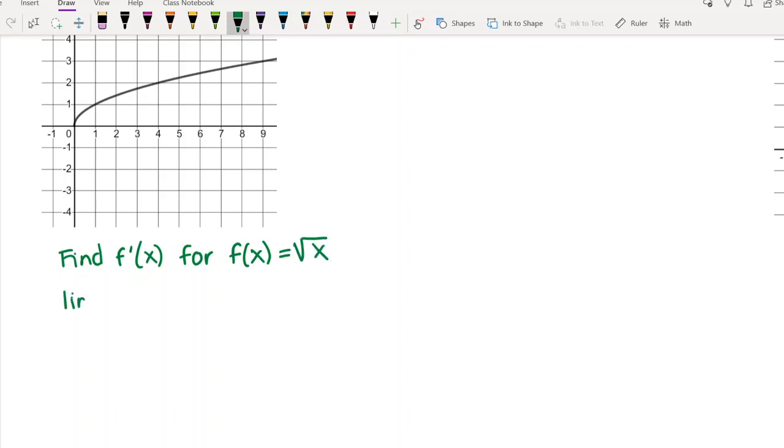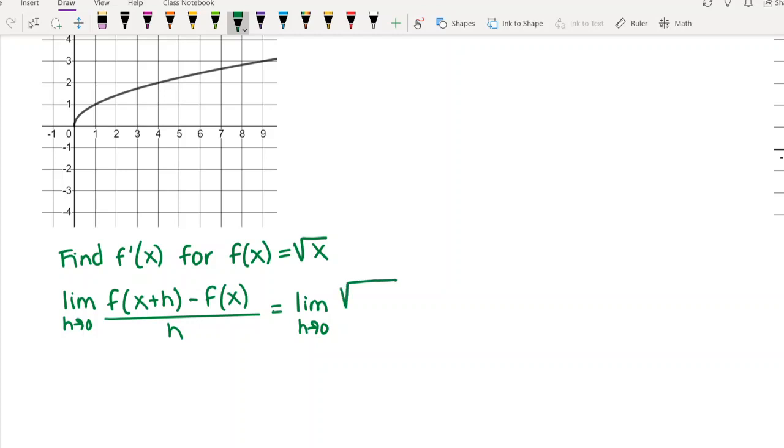So we're going to do the limit as h approaches 0 of f of x plus h minus f of x, divided by h. In this case, our function takes the square root of whatever is the input. So if our input is x plus h, that's going to be the square root of x plus h. And then we have minus the square root of x, and all divided by h.